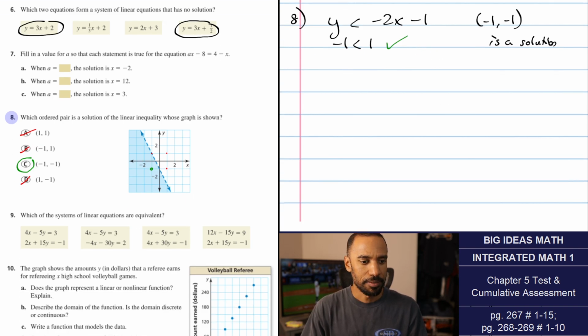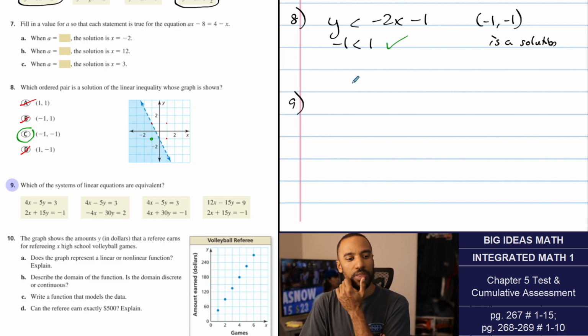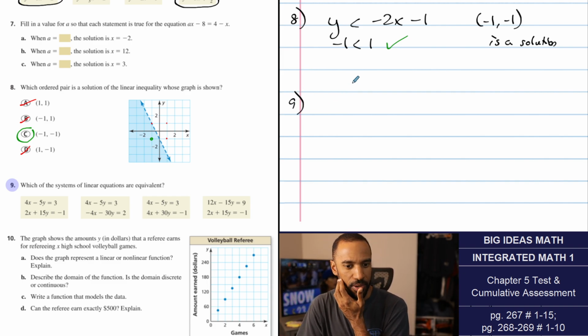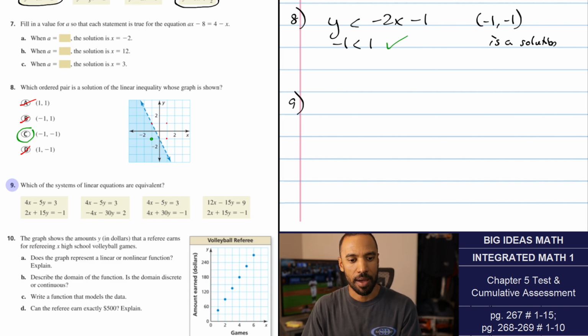Okay, number 9. Which of the systems of linear equations are equivalent? I don't know if we're going to have to do a solving thing or just rewrites of them. Oh, this might be like that question where maybe you can add certain things over and it works itself out. Oh, this is tricky to talk about. Now, here's the thing. The first 3 share 4x minus 5y on the top.